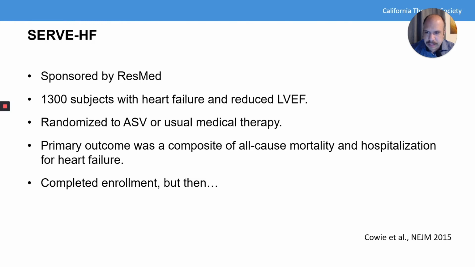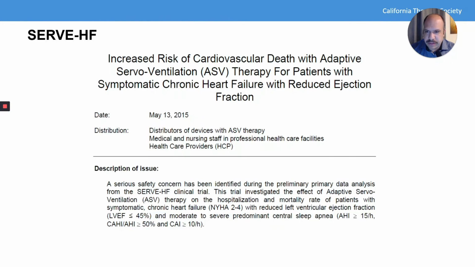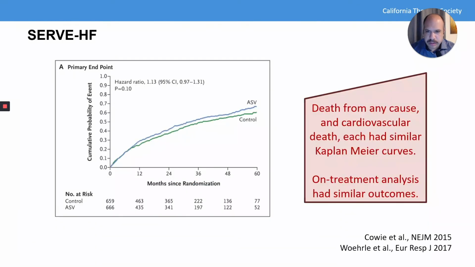This study completed enrollment, but a field safety notification was released around the time of ATS in 2015. I know probably a lot of us were in the room when this was announced and remember being there, showing that ASV actually seemed to induce harm in this patient population. So here's the Kaplan-Meier curve from the paper that was released, showing that mortality, or the primary endpoint, a composite endpoint, was worse in those patients who got ASV relative to those who were randomized to control.